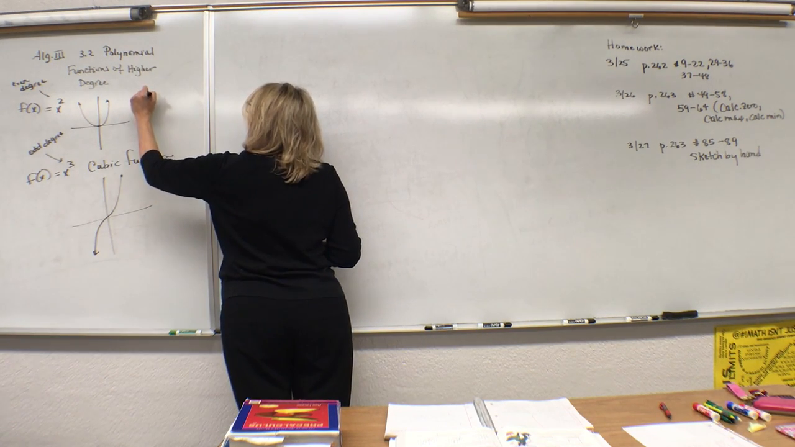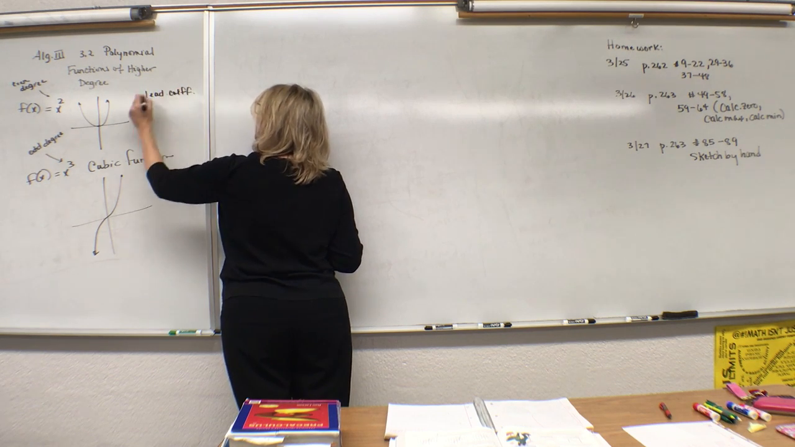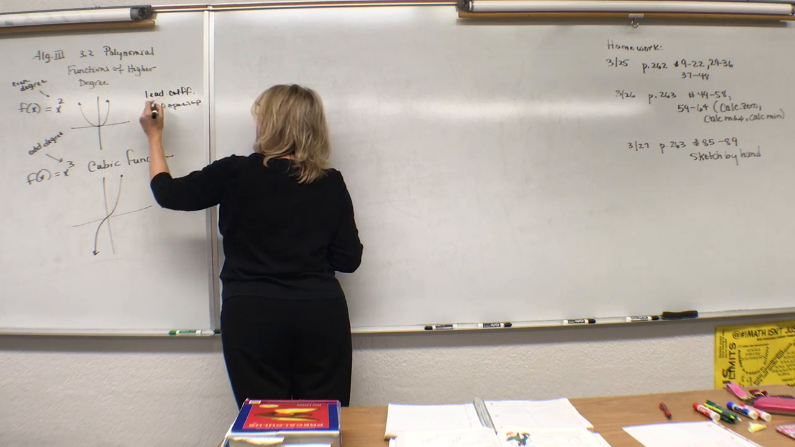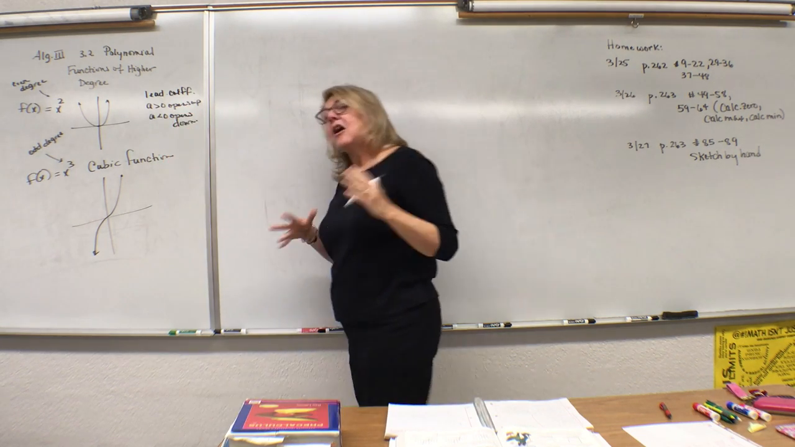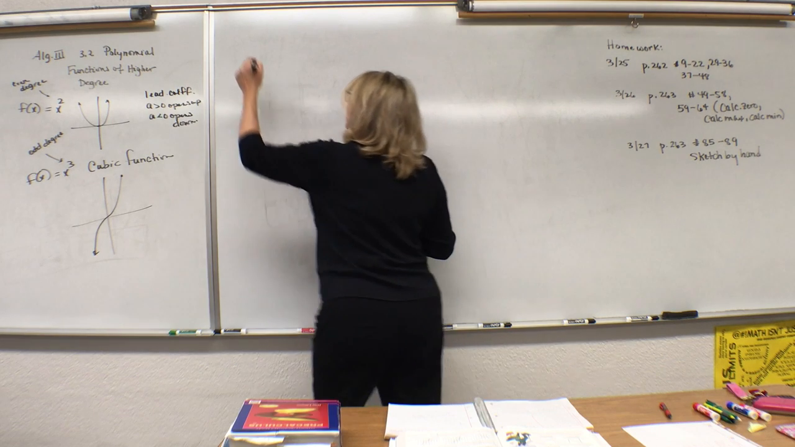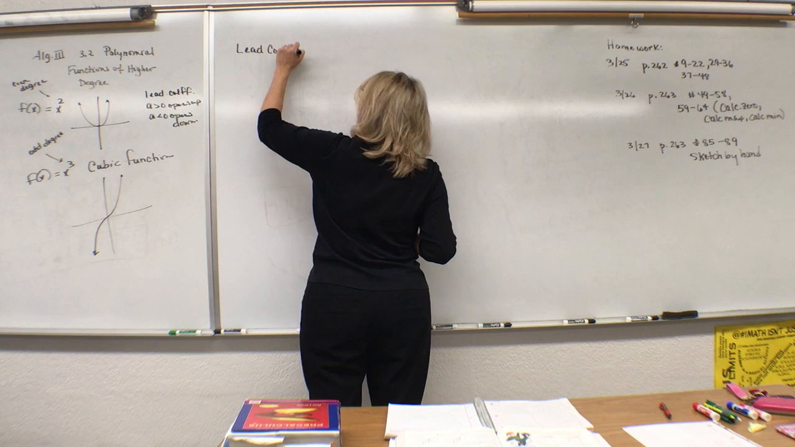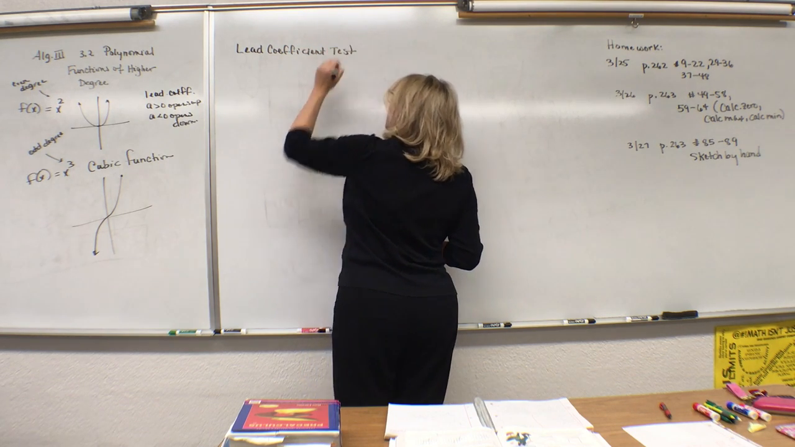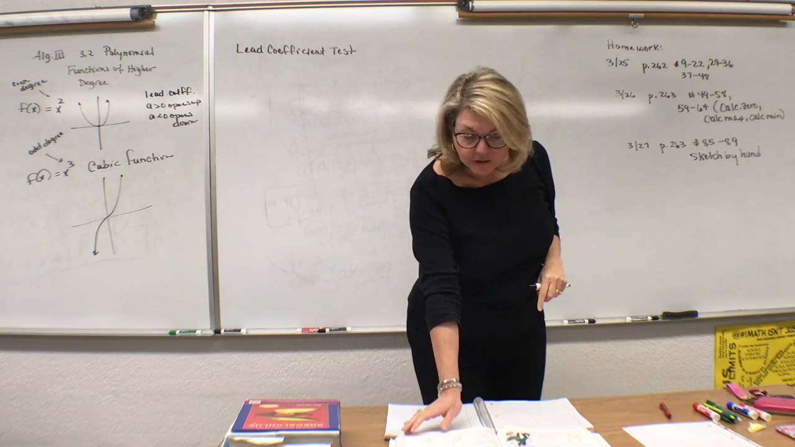We also noticed with the quadratic that the lead coefficient was extremely important, that A value. And we said if A was greater than 0, opens up. And we said if A was less than 0, opens down. Well, in algebra, we have actually something that's called the lead coefficient test. And this is quite honestly the very first thing that you're going to want to do before sketching by hand. And there's some rules that go with the lead coefficient test.